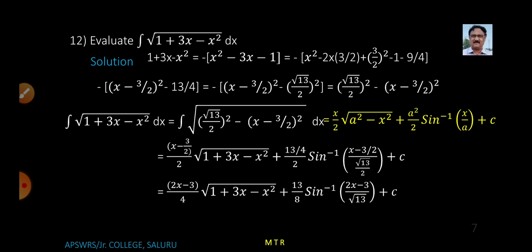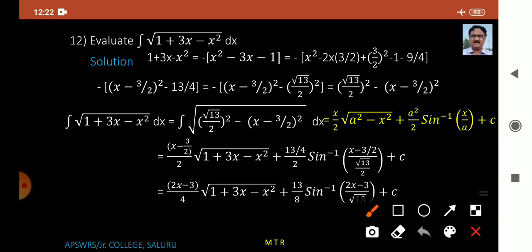Let us see this problem. Evaluate integral square root of 1 plus 3x minus x square dx. This is also model 1. This is integral square root of a quadratic expression. So first we take 1 plus 3x minus x square. Here there is a minus for x square. Either in a minus b whole square or a plus b whole square, a square and b square are in terms of plus. So take minus common from this expression. So minus of x square minus 3x minus 1.